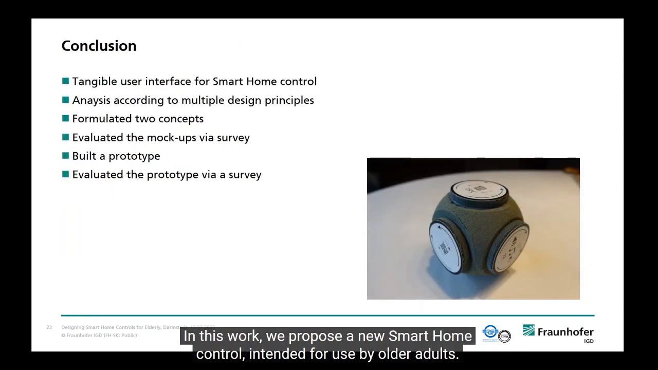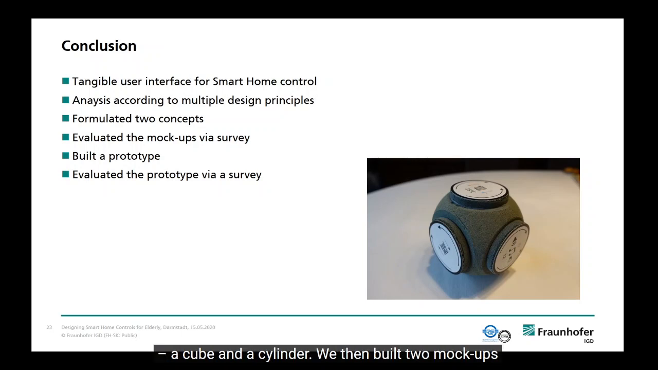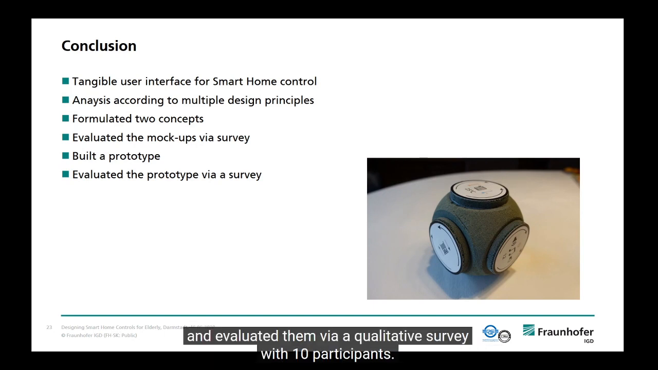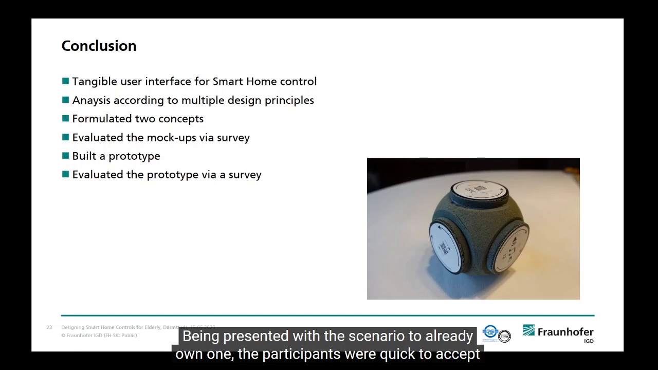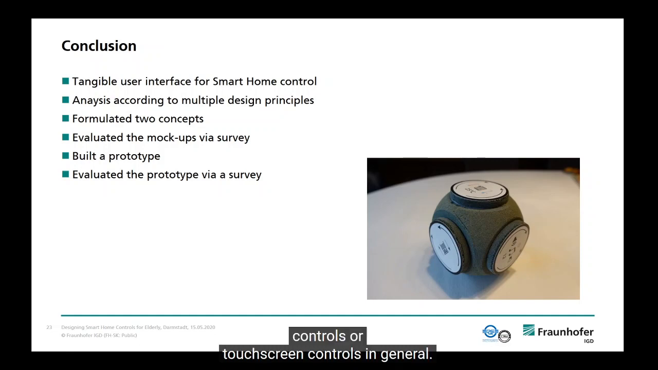In this work, we propose a new smart home control intended for use by older adults. We analyzed design principles which served as a basis in the creation of 2 mock-up concepts, a cube and a cylinder. We then built 2 mock-ups and evaluated them via a qualitative survey with 10 participants. The cube is the more desired model, even though the participants were still unsure whether they would want to actually outfit their own home with smart technology to make use of it. Being presented with a scenario to already own one, the participants were quick to accept the cube as user-friendlier when compared to smart home controls or touchscreen controls in general.